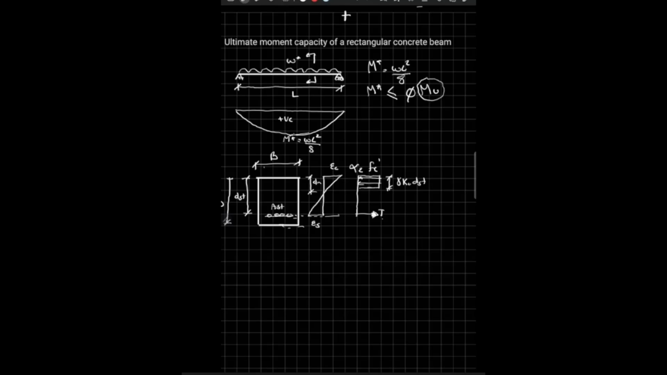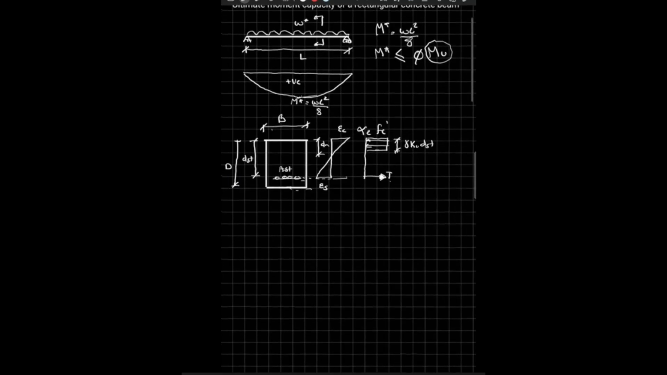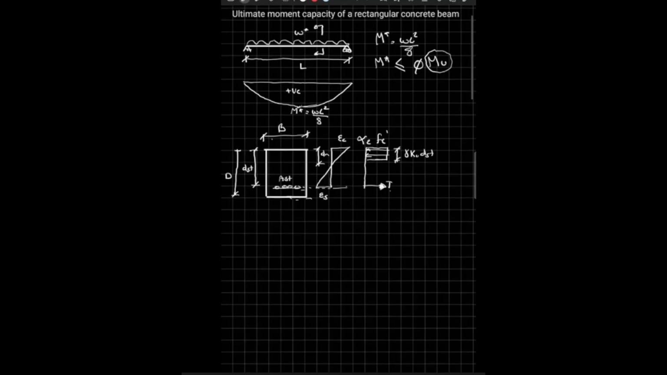This beam is sagging, which means it's giving me a happy face. There is tension at the bottom and compression at the top of the beam. If we take a cross section of this beam, we have a full depth D, a constant width B, and an effective depth dst, which is the distance from the center of the tensile reinforcement to the compressive face of the concrete.